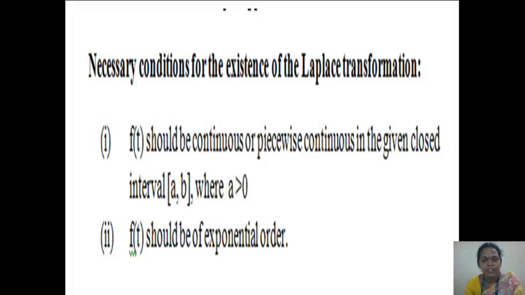Necessary conditions for the existence of the Laplace transformation. So first one, f of t should be continuous or piecewise continuous in the given closed interval a comma b, where a is greater than 0, that is a is positive. And then the second one is f of t should be of exponential order.